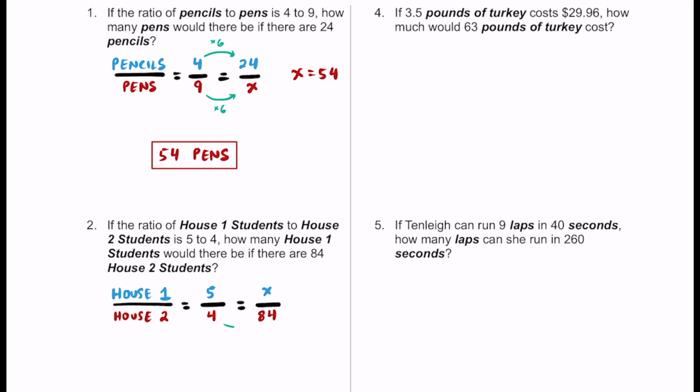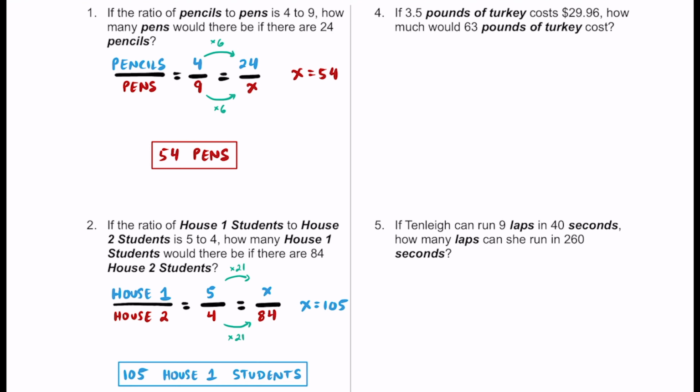We have to figure out 4 times what is 84. Now, of course, you can do some long division, but for this case, I'm just going to say it's going to be times 21 since that's what it would be. But if you need to pause and write that multiplication out or division out, feel free to do so. Now, if we have 21 times more House 2 kids to keep the same ratio, we need 21 times more of the House 1 kids. Now, 5 times 21, that's going to be 105. So it's going to be X is equal to 105 here, or the number of House 1 students.